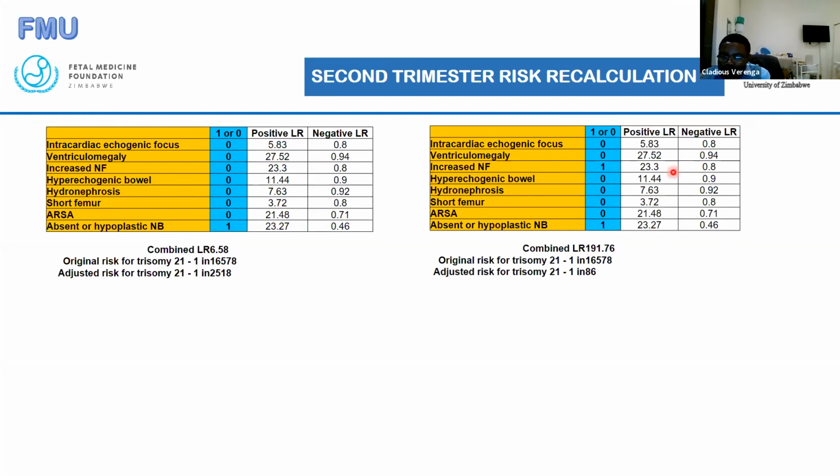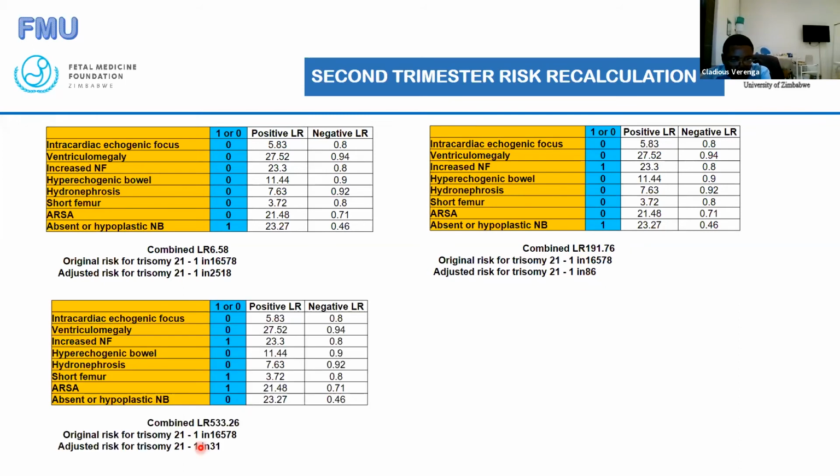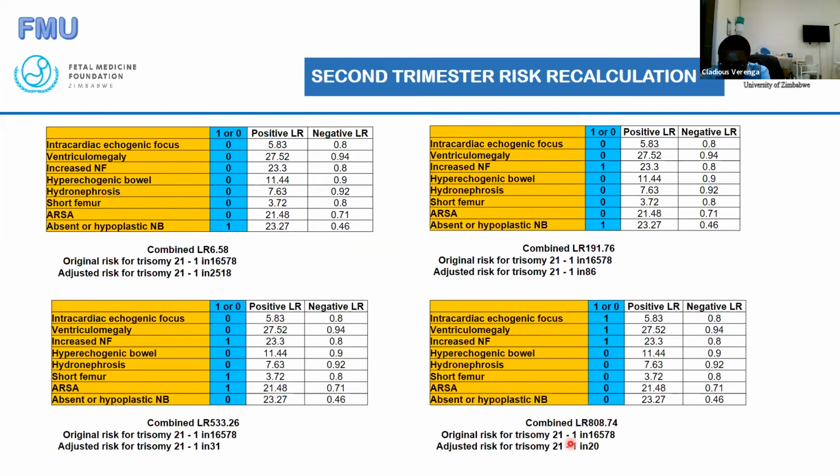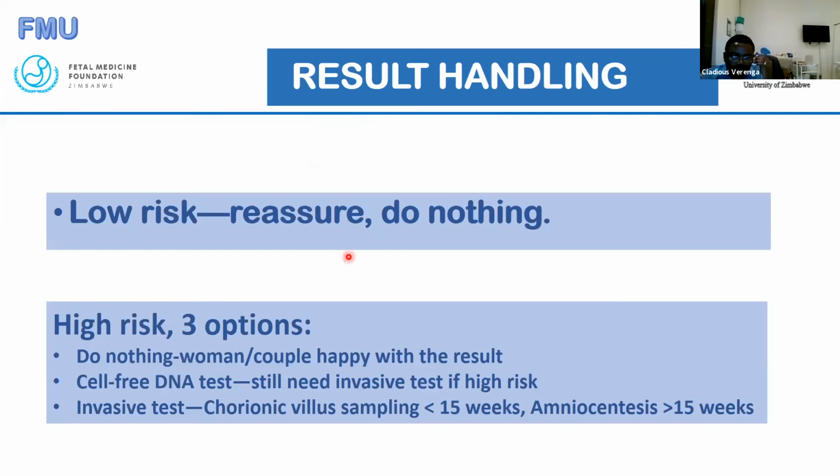So what we do is we calculate all the positives here, including the negative ones, which are not there. Then we come up with this likelihood ratio. So you can see for this patient, this will change her risk to high risk. The same applies here. If all these markers are present, the risk will change. And also here, the risk will change. And at the end of the day, the woman will fall into the high risk category and we offer a diagnostic test, sorry.